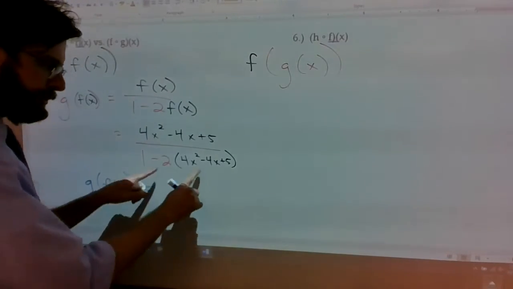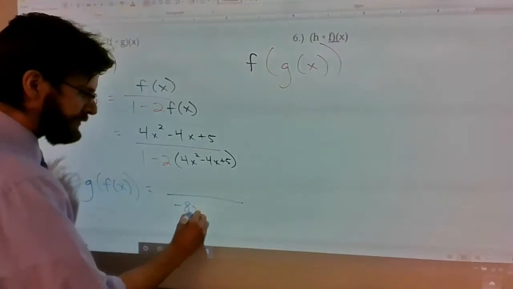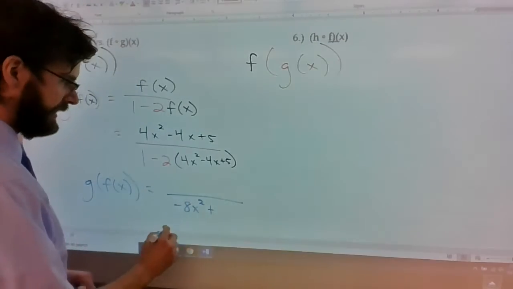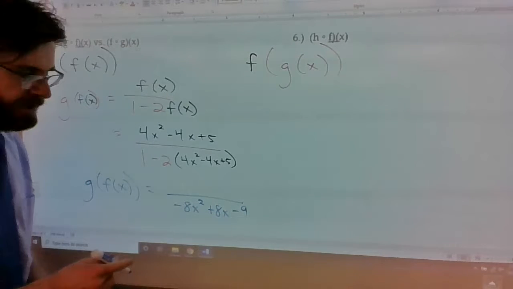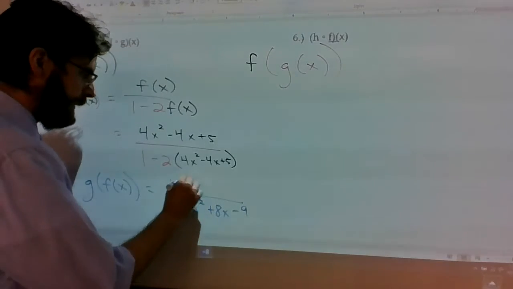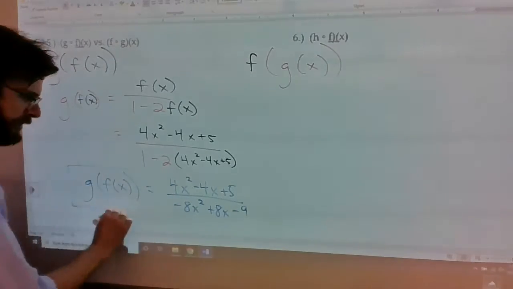If I do some algebra simplification on the bottom, it's going to turn out to be negative 8x squared plus 8x minus 9. I skipped a few steps there, but since I showed you in class, I don't think it's a big deal. The top is going to be 4x squared minus 4x plus 5. This is my new function.